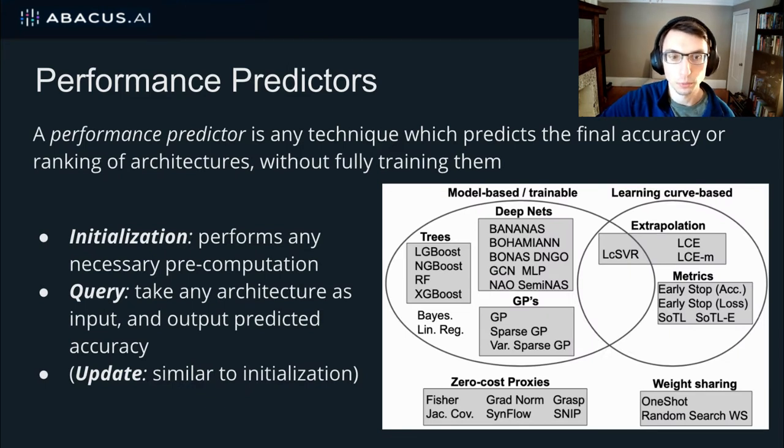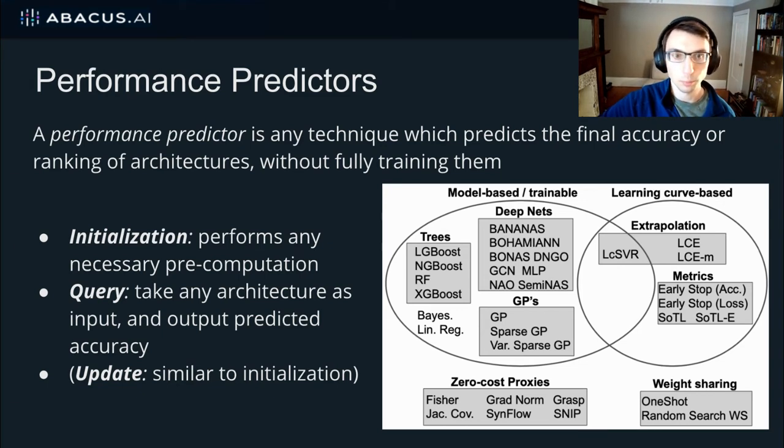We call these performance predictors, formally any technique which predicts the final accuracy or ranking of architectures without fully training them. There are many different types of performance predictors, as you can see on the right. For example, there are model-based predictors and learning curve extrapolation methods, which I'll get to in the next few slides.